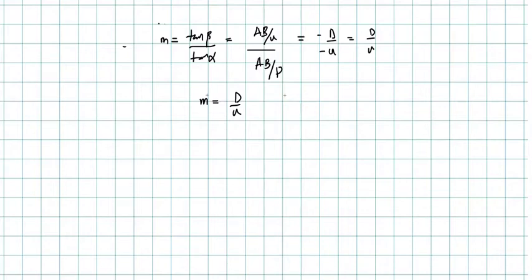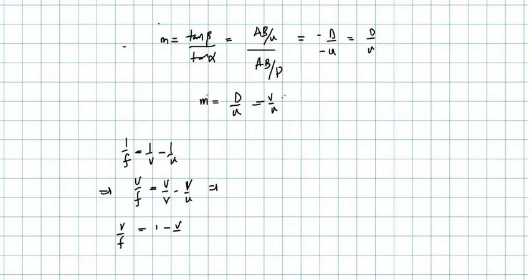Now, we can write this in another form. This is actually nothing but V by U only, is it or not. So, we know the lens equation 1 by F is equal to 1 by V minus 1 by U. So, the other way we can write this expression is in terms of focal length of the convex lens: 1 by F equals 1 by V minus 1 by U. Now, if you multiply it by V, V by F is equal to V by V minus V by U. So, that gives me V by F equals 1 minus V by U.